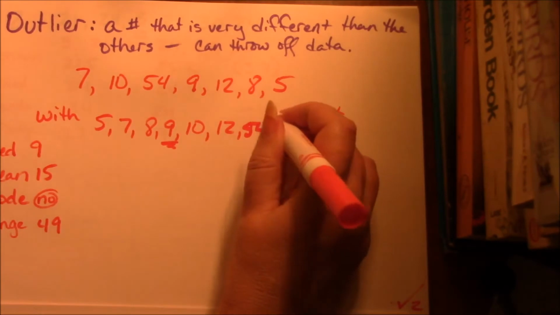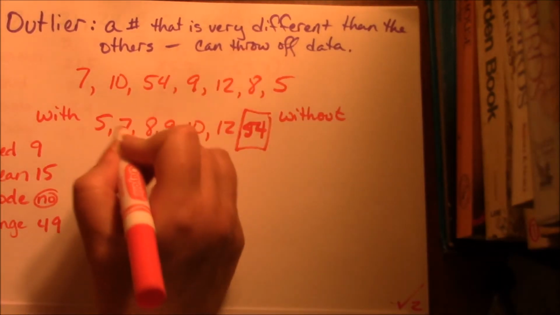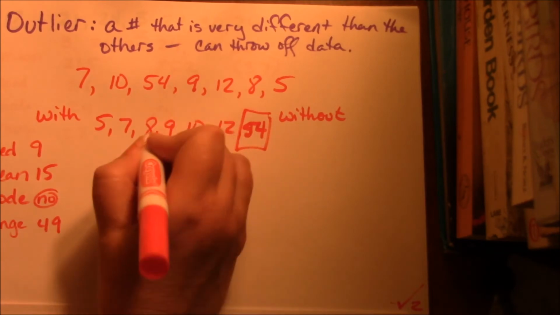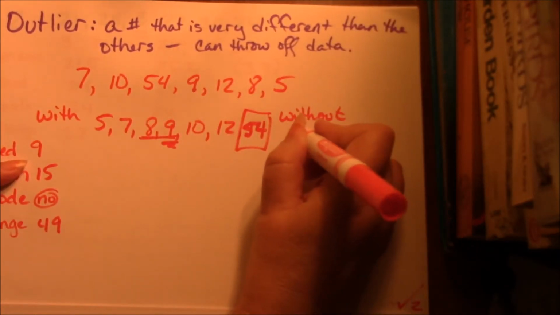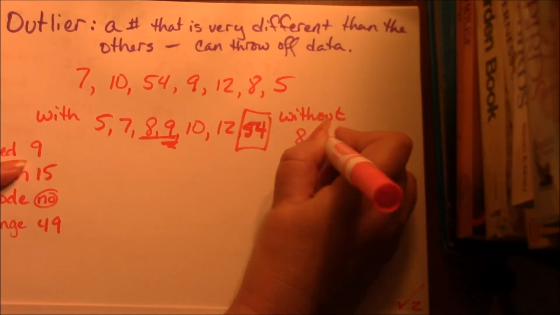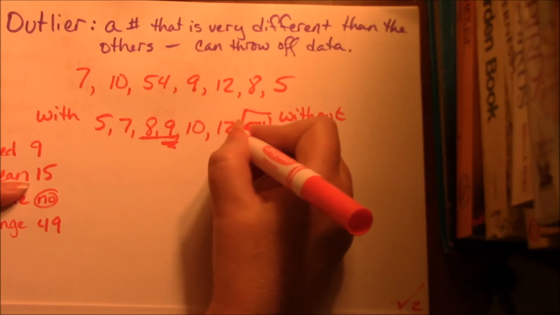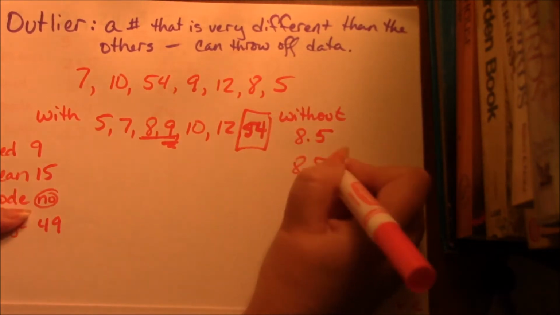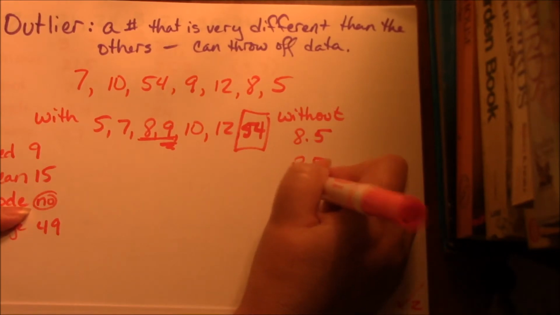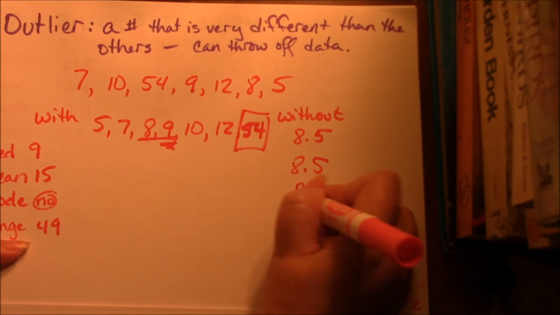Without, if we take out this number that is drastically different than everything else, now we have 6 numbers in our list, and we're going to average these two. Our median now is going to be 8.5. Our mean is these 6 numbers divided by 6, which is 8.5. Our mode, we still have no mode, and our range now is 12 minus 5, which is 7.